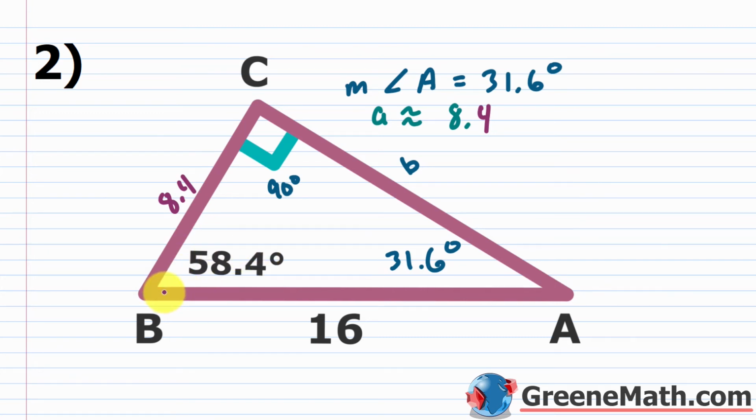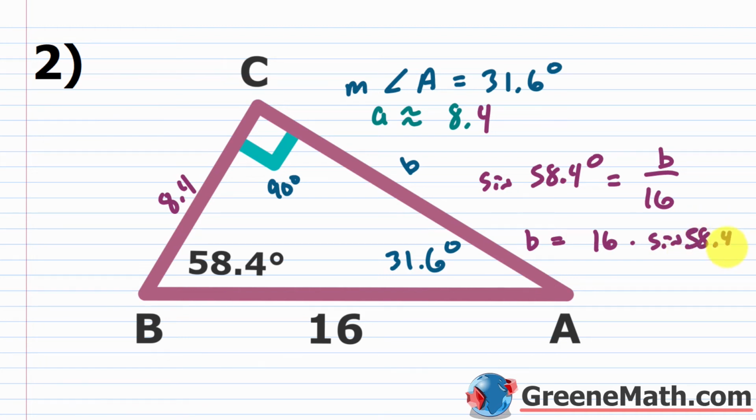So I can say the sine of this angle B is going to be this lowercase b, which is the opposite, over the hypotenuse, which is 16. So let's say that the sine of 58.4 degrees is equal to, again, the opposite, this lowercase b, over the hypotenuse, 16. So all I would need to do is multiply both sides by 16. So we have b is equal to 16 times the sine of 58.4 degrees.